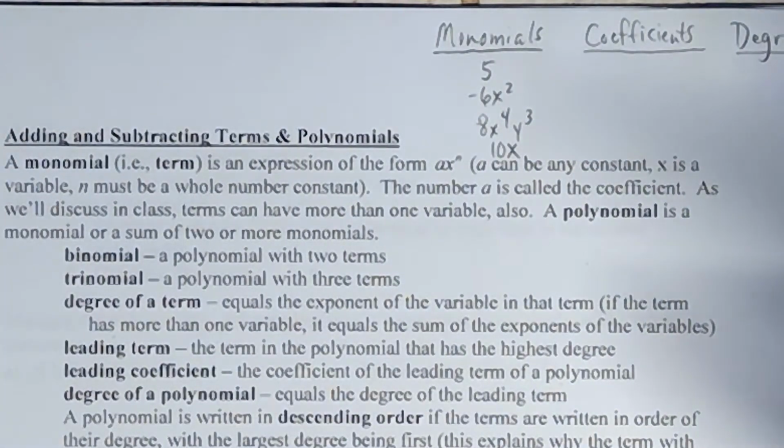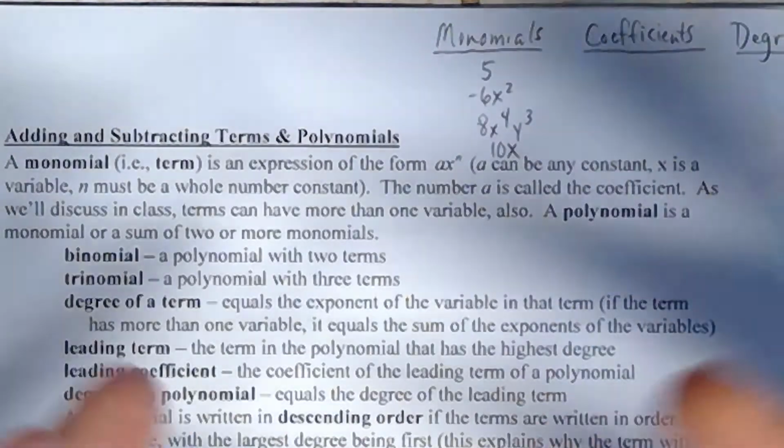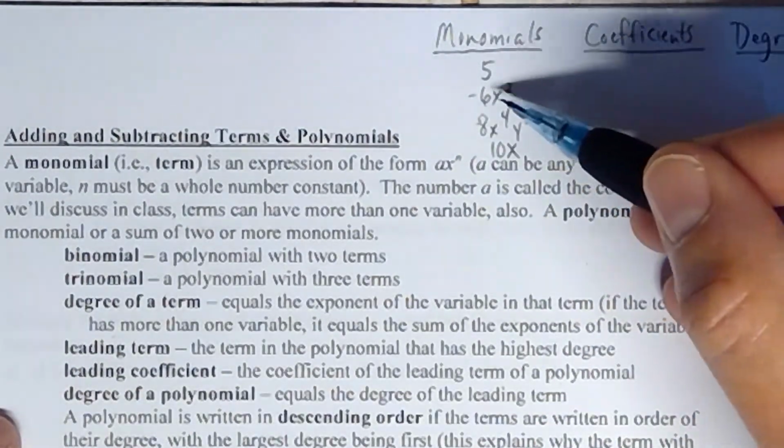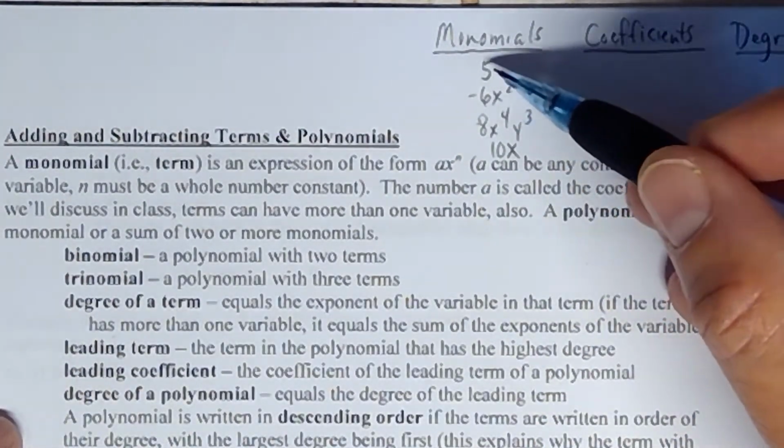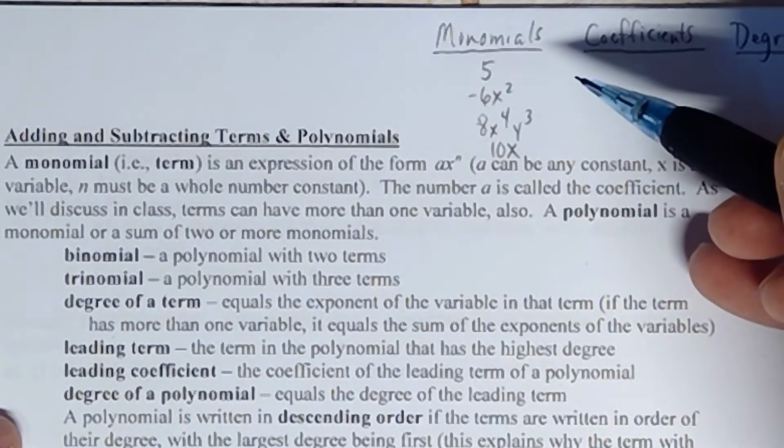Because 5 will always be 5. It will constantly be 5. It will never change, so we call it a constant. Same thing with -6. So if you've got a constant like 5, that's a monomial.